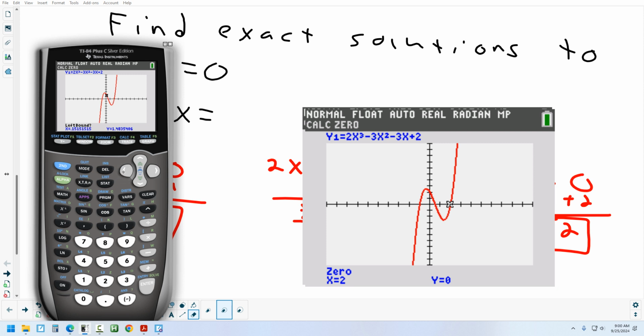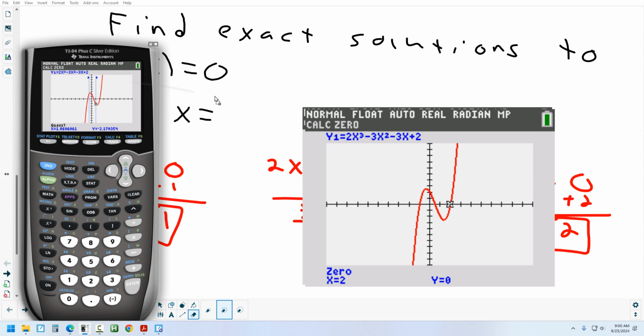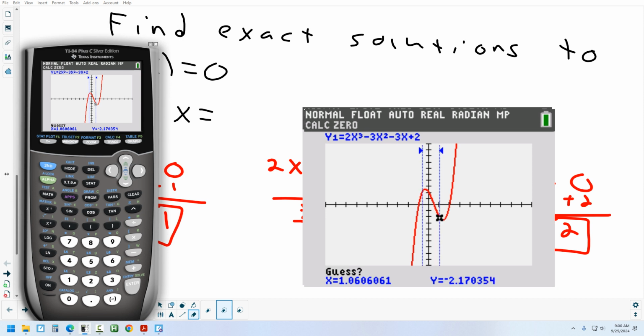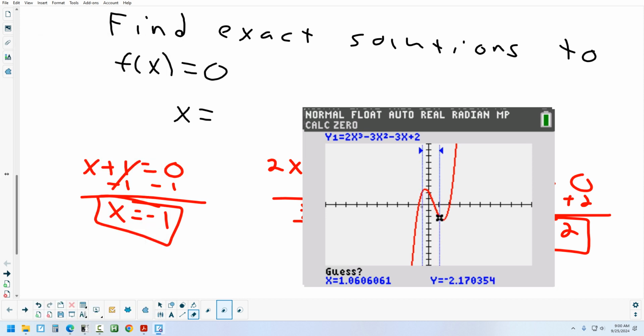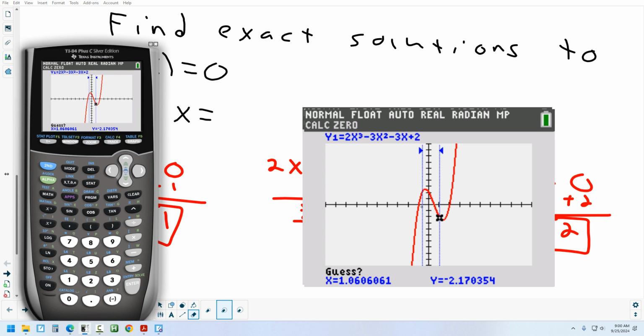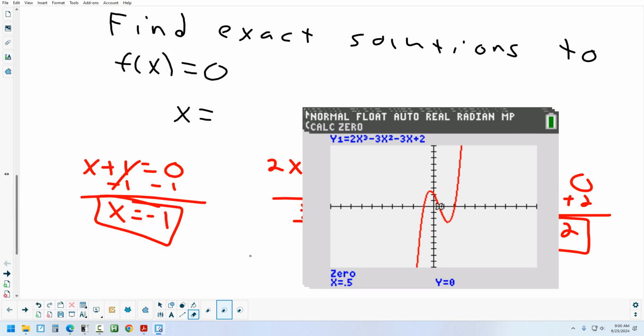Pick a point that you know is to the left. Pick a point that you know is to the right. Okay, and there's the zone it's going to look in. I try to make sure when I do that, that there's only one place it crosses between those dotted lines, so it can only find one at a time. And again, the guess, we just put it kind of close. Hit enter. It doesn't give it to me as a fraction, but it tells me another one is 1/2. And that's what we got as well.